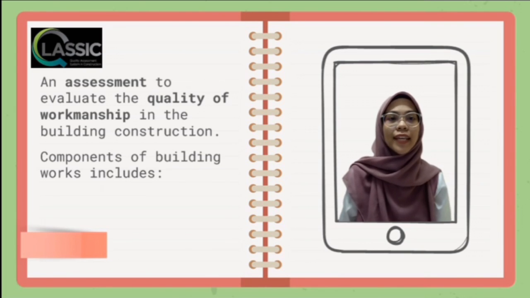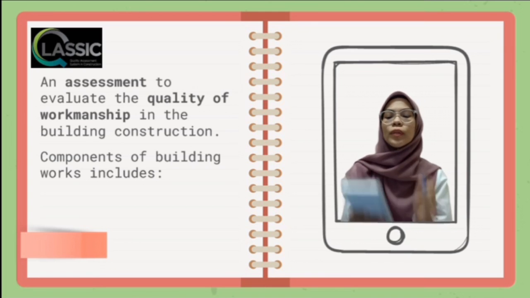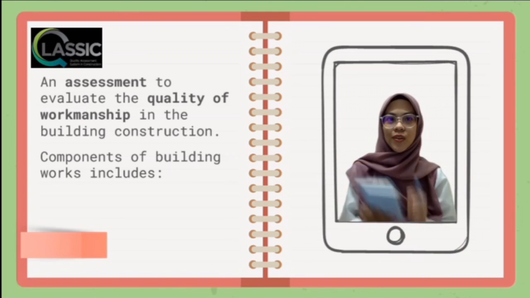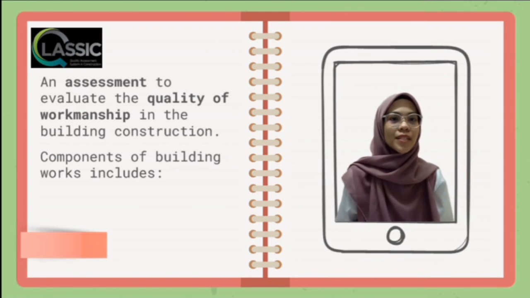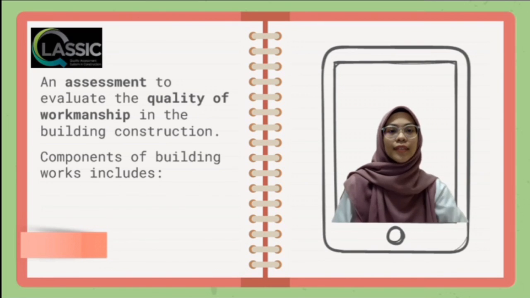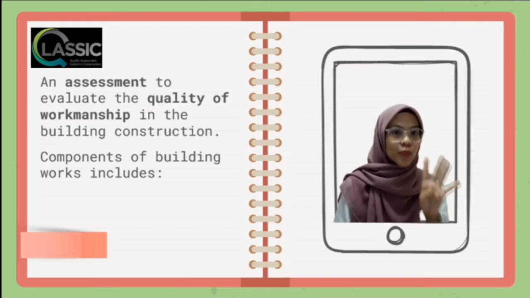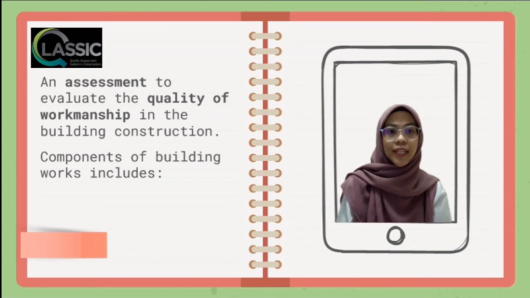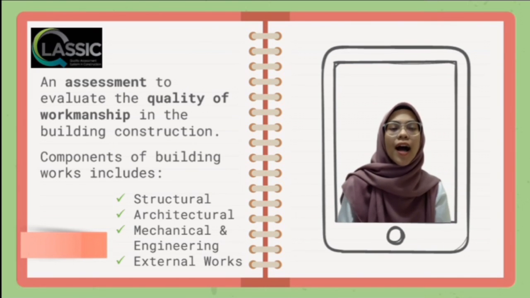This assessment enables the quality of workmanship between construction projects to be evaluated through a scoring system. The scoring system that is used in QLASSIC is percentage. There are 4 components of building works that are included in QLASSIC, which are structural, architectural, mechanical and engineering, and the last one is external works.